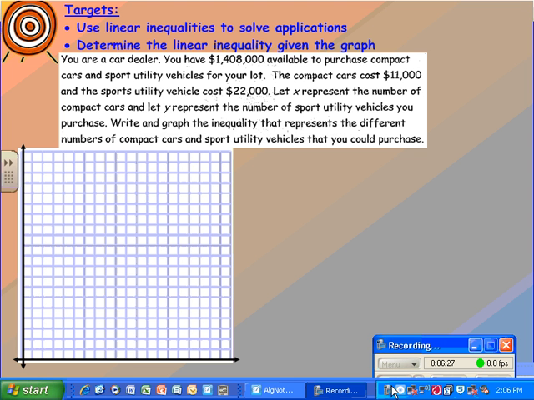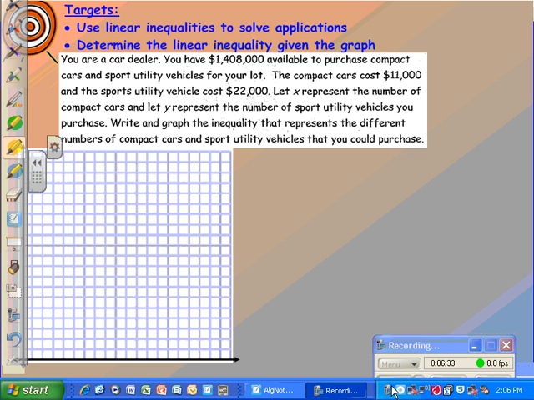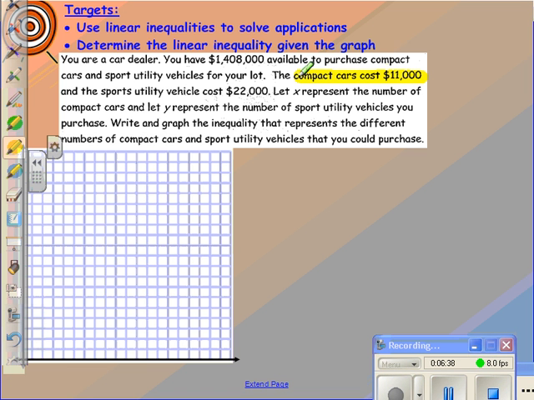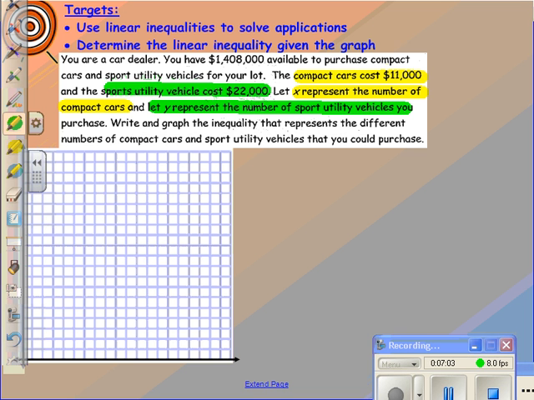So to start out with, we're going to start out the same way. Let's highlight our information. So I have compact cars cost $11,000. Okay, and then it goes ahead and says, let X represent the number of compact cars. So all that information goes together. Then let's concentrate on the sports utility vehicle. So sports utility vehicle cost $22,000. And then it says let Y represent the number of sports utility vehicles you purchase. So that's 2 pieces of information.